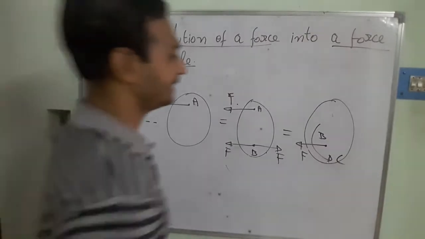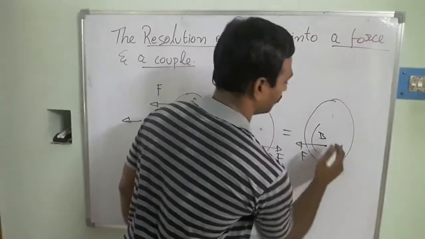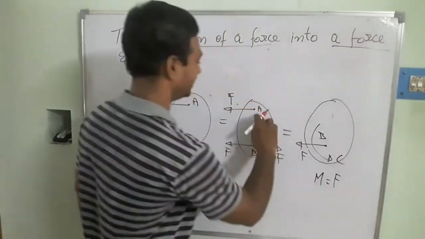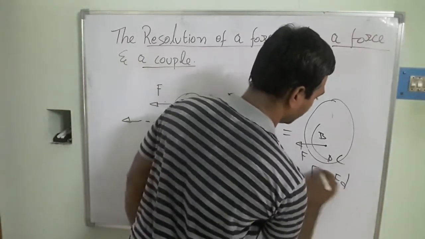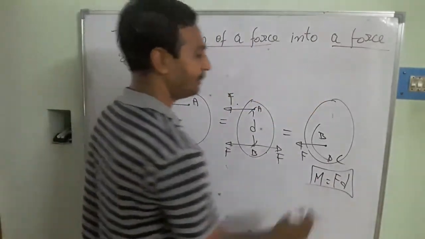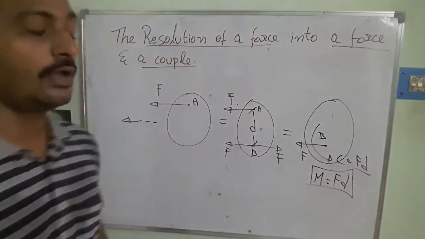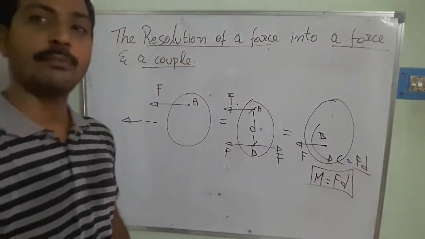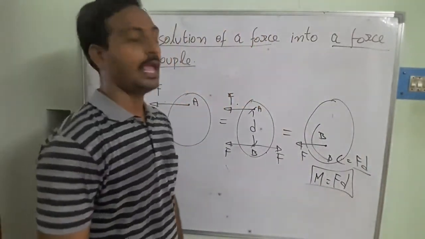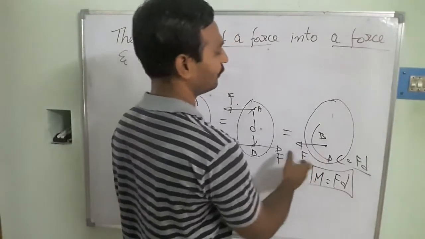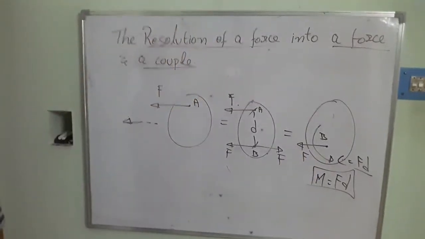So C is equal to the couple. M is equal to the moments about the point, which is equal to force times the distance between these two. So the magnitude of this couple is equal to force times distance. So we got the magnitude. At the same time we identify the direction in which the object is going to rotate, and we got the magnitude of the force after the resolution.